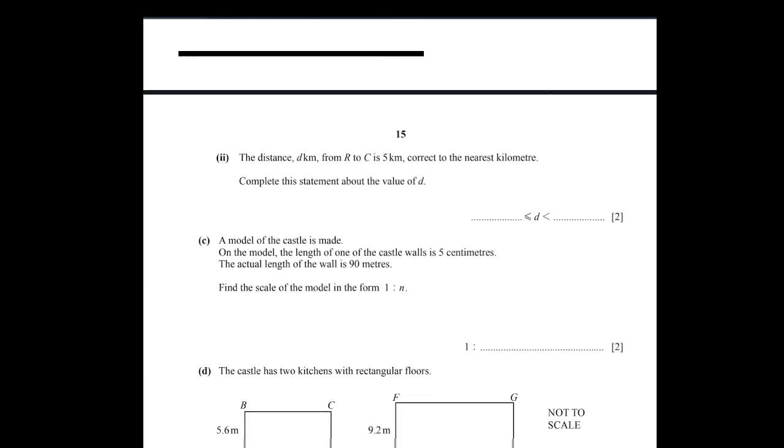A restaurant R is on bearing 83 from C. Work out the bearing of C from R. So this is also we have to do using the protractor. So I will be continuing the same video here.